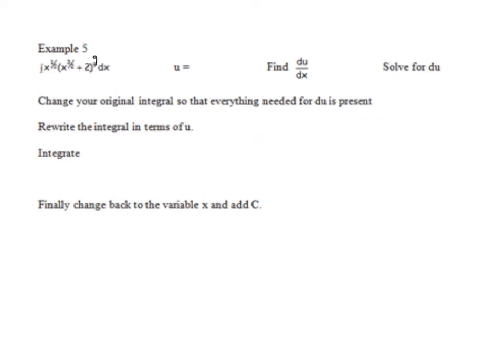Okay, here's our fifth example, and I tried to add the 9 there, but that is to the 9th power. So whatever it is to the 9th power, that's going to be my u, so that's going to be x to the 3/2 plus 2. du dx is going to be 3/2 x to the 1/2. And so then du is 3/2 x to the 1/2 dx. Now I'm going to rewrite.